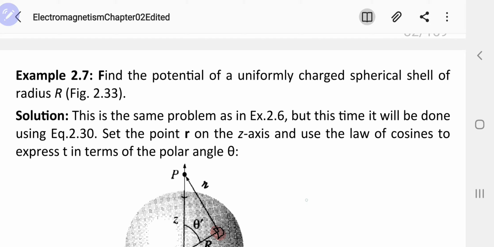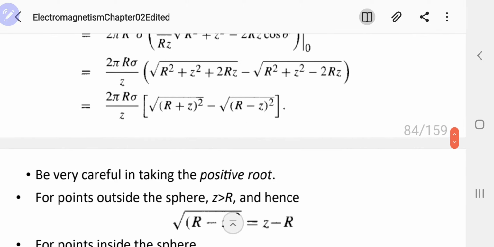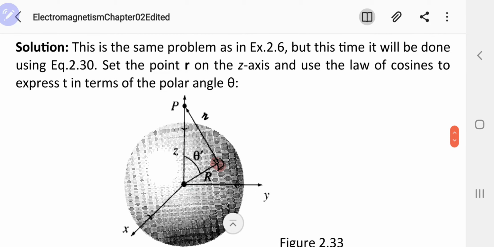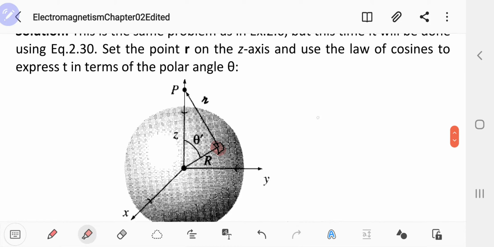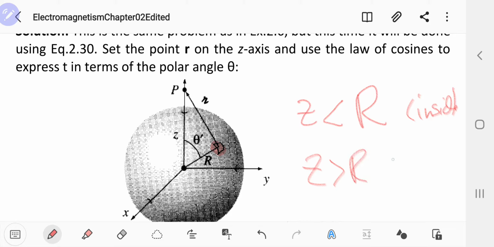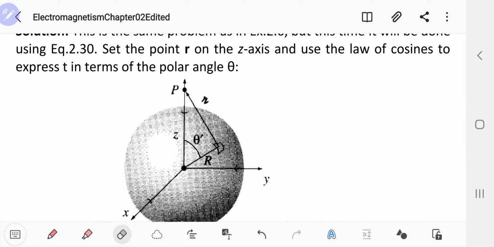By the way, if you are inside the shell, Z would be less than R, because the point P would be inside the sphere. And Z is greater than R outside. Okay.